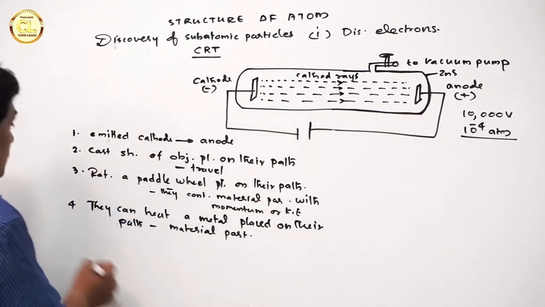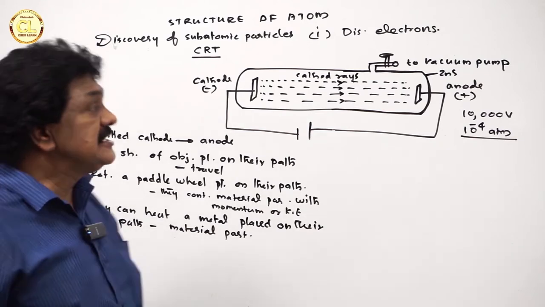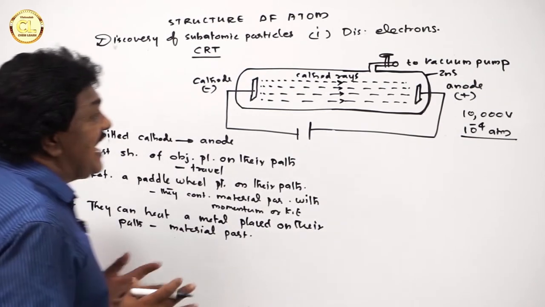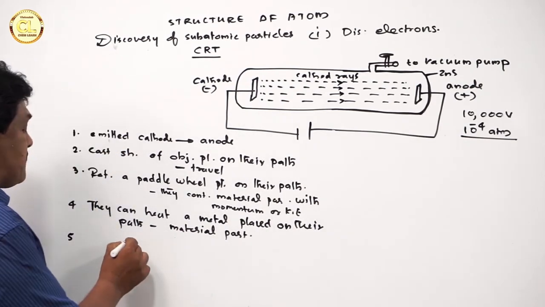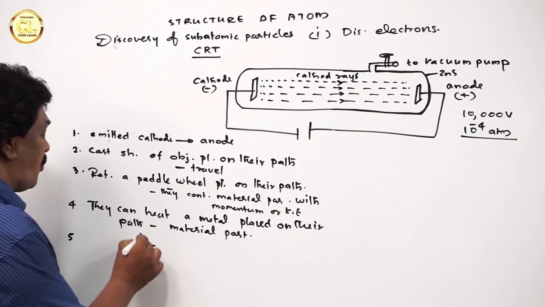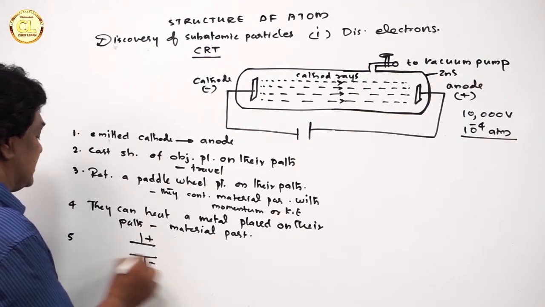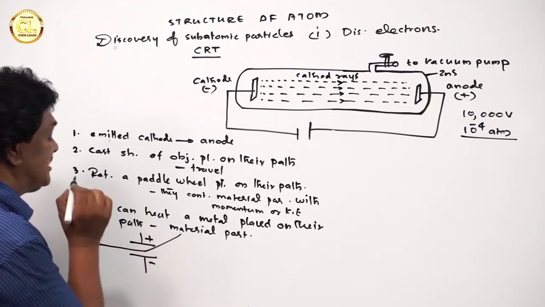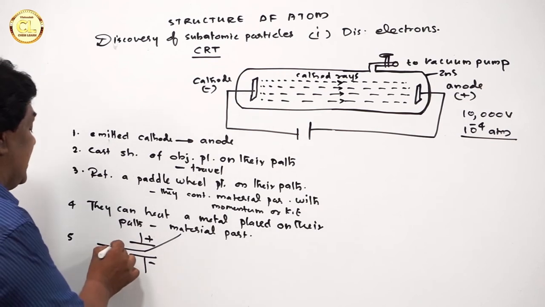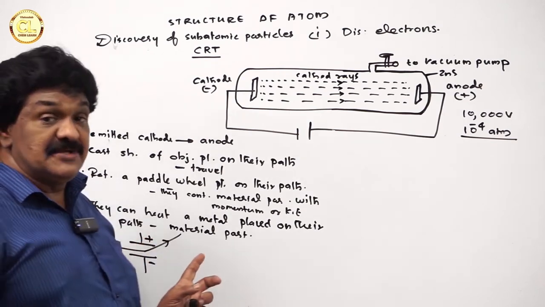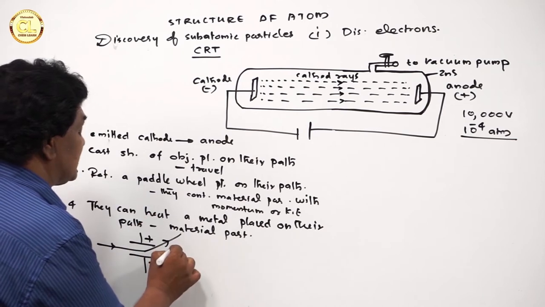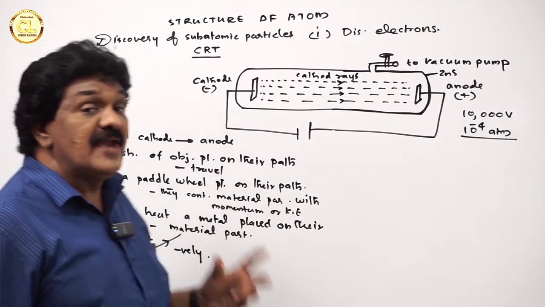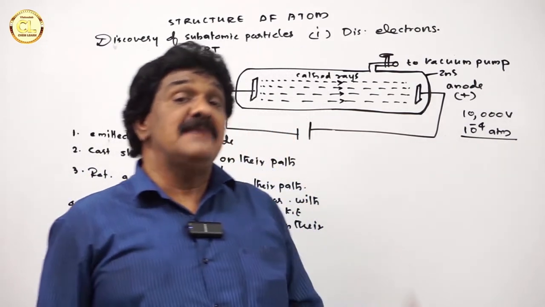They contain material particles with a momentum or kinetic energy. Then, fifth point. When passed through an electric field, cathode rays get deflected towards positively charged plates. That is, cathode rays contain negatively charged particles. That is why they get deflected towards positively charged plates.